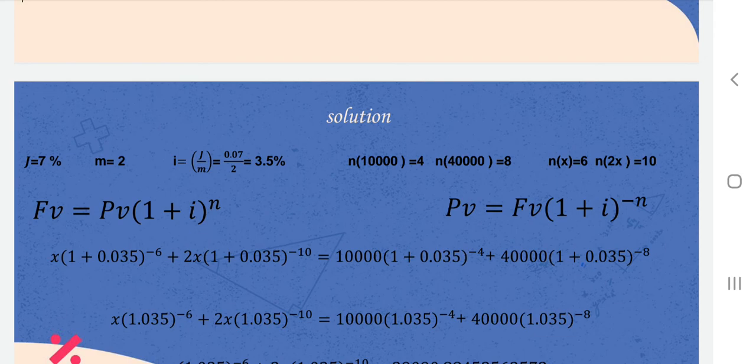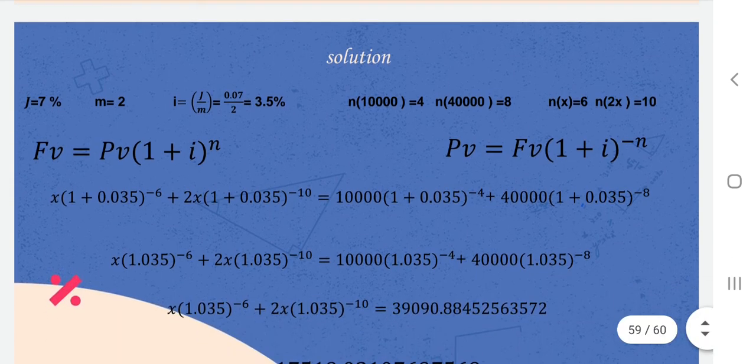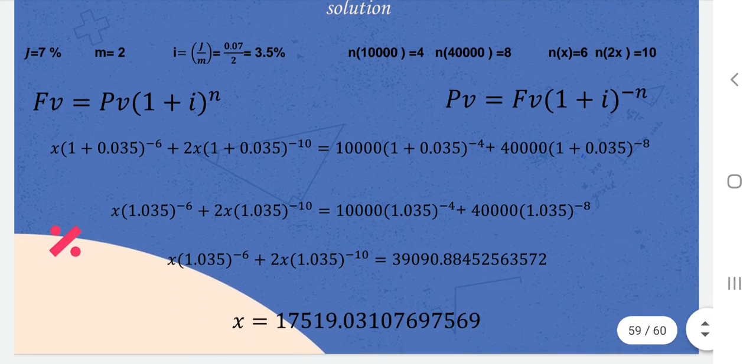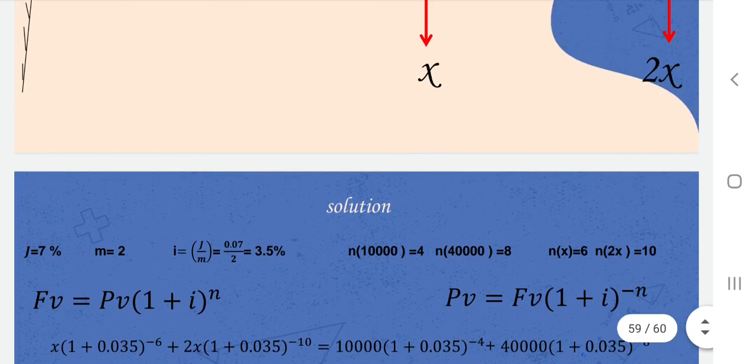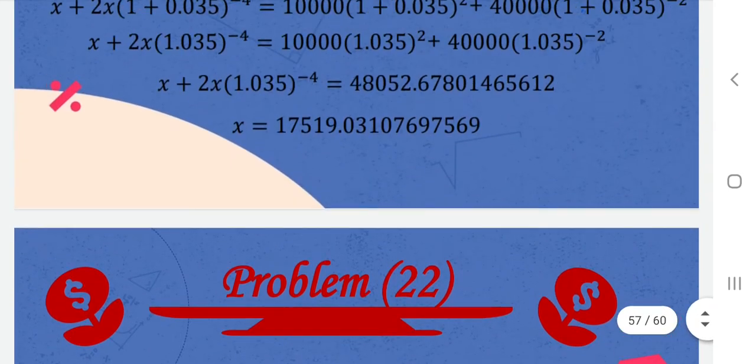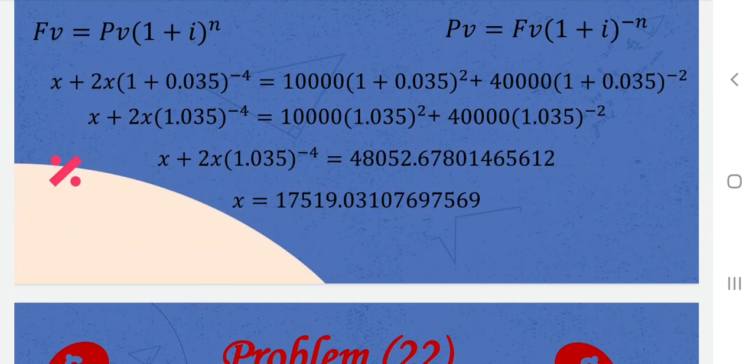j equal 7% as a nominal rate, compounded semi-annually, so m equal 2, so i equals the nominal rate over m, 7% over 2 equals 3.5%. n for $10,000 equal 4, n for $40,000 equal 8, n for x equal 6, n for 2x equal 10. By substituting in the formula of future value and present value, you can get x equals 17,519. Look at the previous example, the same result, 17,519.